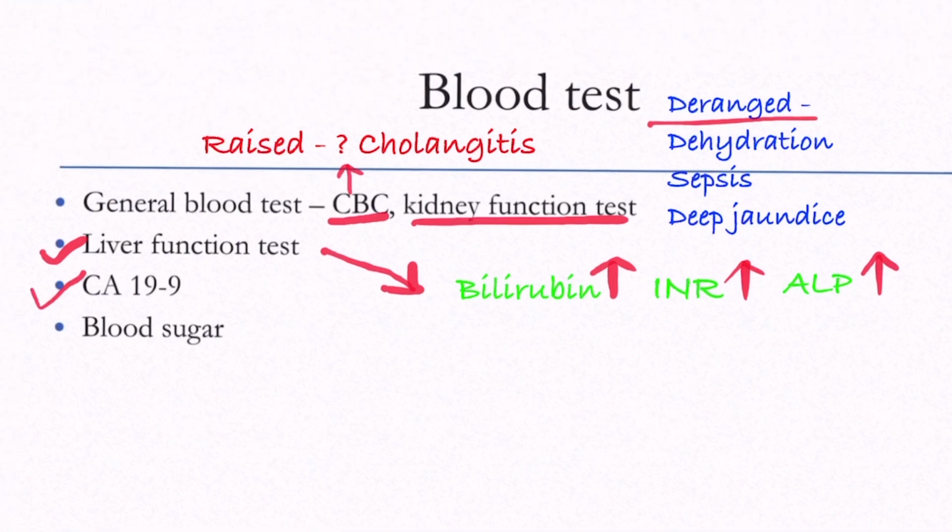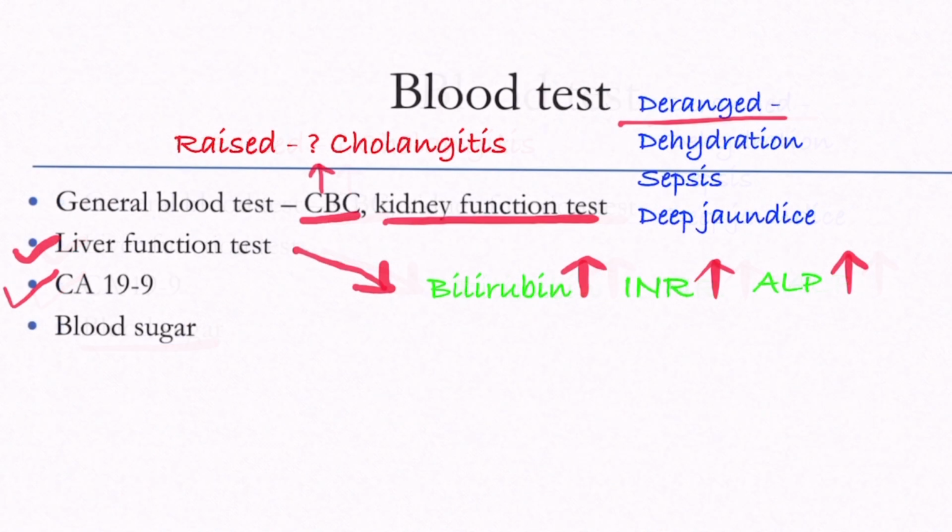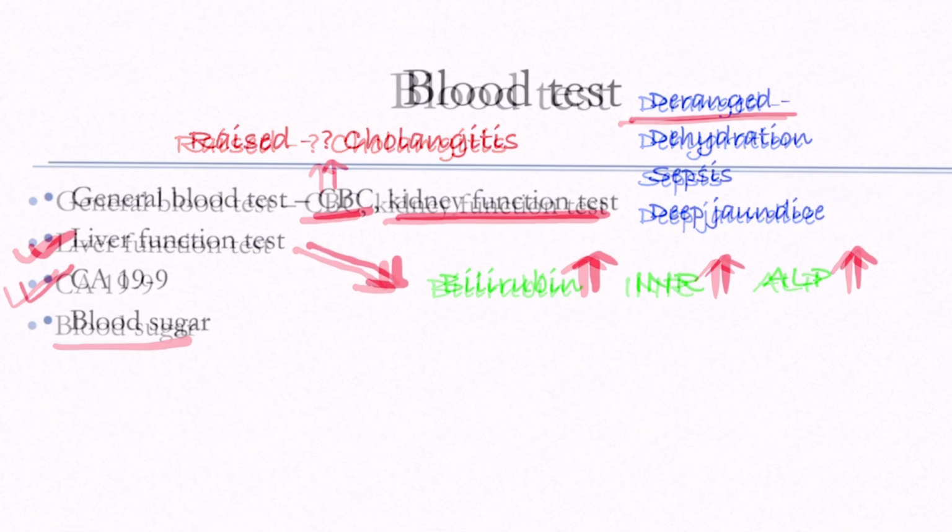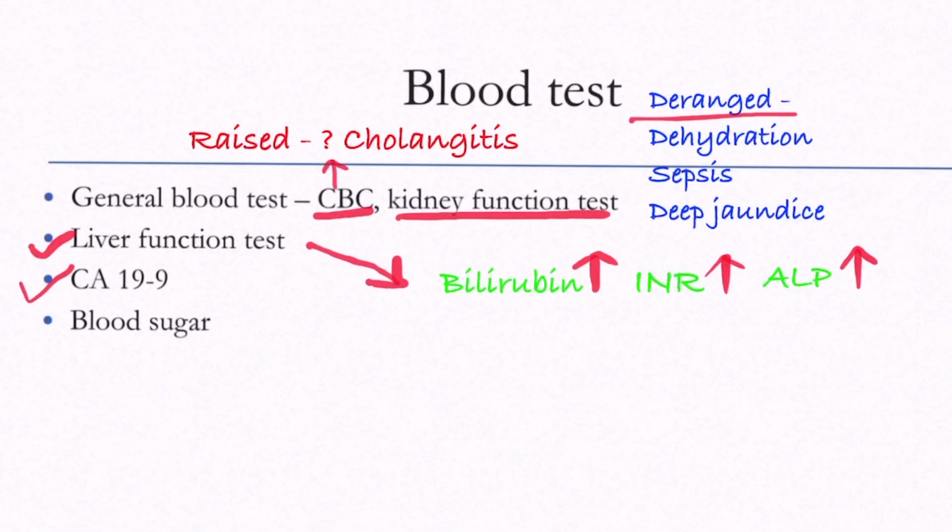CA19-9 is tumor marker for biliopancreatic malignancy. However, it can be falsely raised in any cause of obstructive jaundice, even benign ones. True value of CA19-9 is when jaundice has settled, like after stenting.